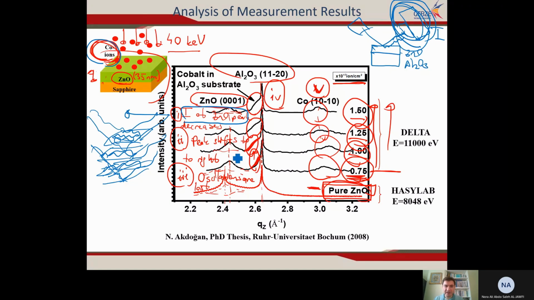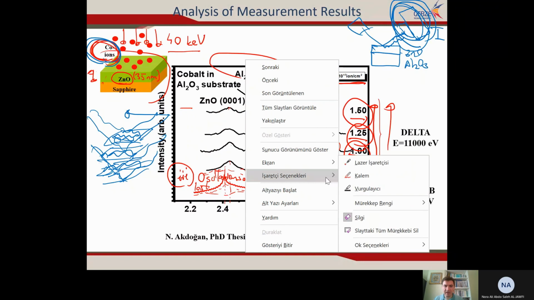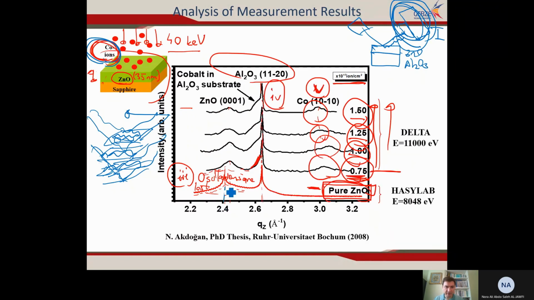So this lower intensity in the doped or ion implanted zinc oxide films shows that the crystal structure of the zinc oxide is destroyed due to the ion implantation. Okay, this was the first one. The second one, why does the peak shift to the right? Why does this zinc oxide peak shift to the right? So this was the main peak position for the zinc oxide, this one. And now we have another peak position, which goes to the right side.